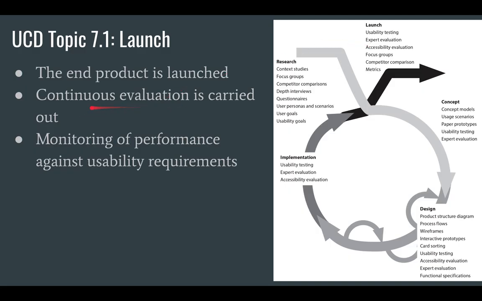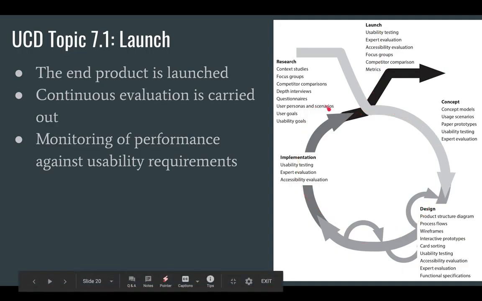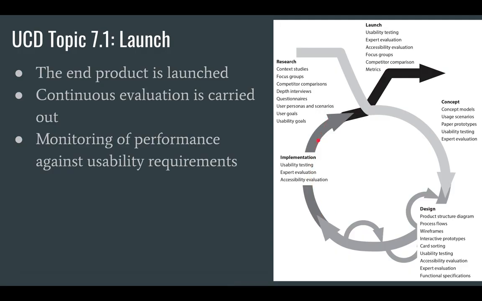Okay, continuous evaluations are carried out and monitoring the performance against the usability requirements. So what happens here is you're continually looking at your product, and even after launch, your product can come back into the cycle because maybe you have another iteration that's coming out in the following year. You're adding some features or something like that to it to make it better. Okay, and so you're going to be using usability testing here, expert evaluation, accessibility evaluations, focus groups, competitor comparison, and other metrics to help measure how successful your product is in the marketplace after launch, after you've pushed it out into the marketplace.